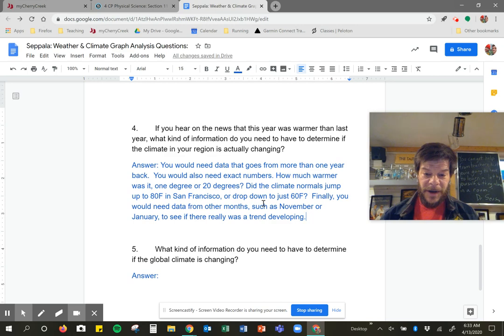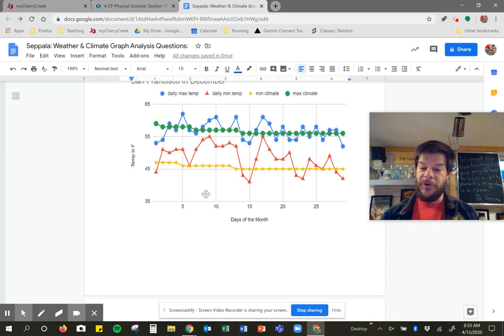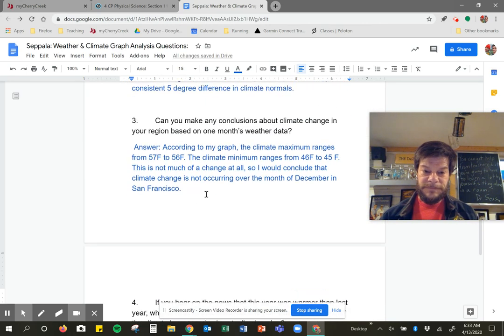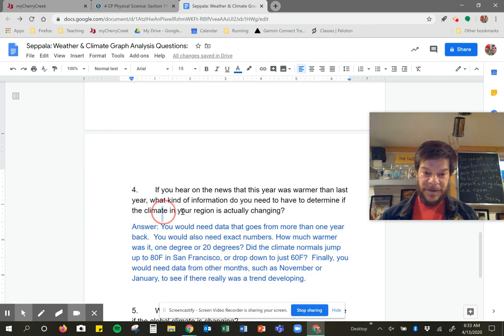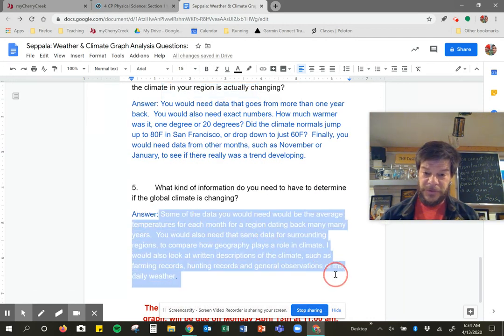Finally, you would need data from other months. We did December. I would want to know what happened beforehand in November, and I would want to know what happened afterwards in January before I can make an informed decision on if the climate in my region is changing or if it is just a one-year trend. What kind of information, therefore, do you need?